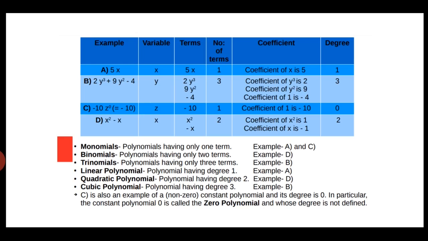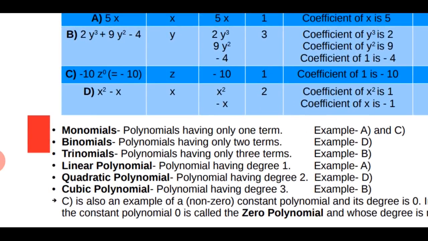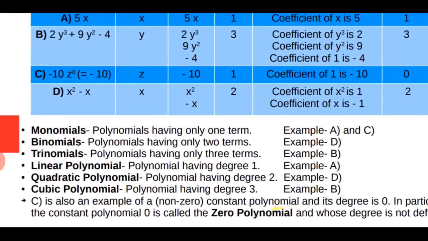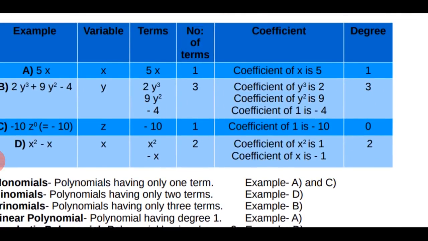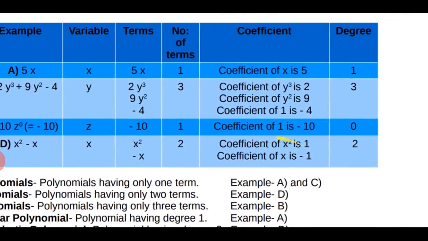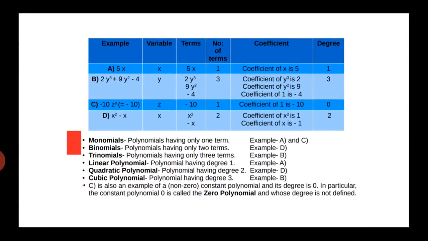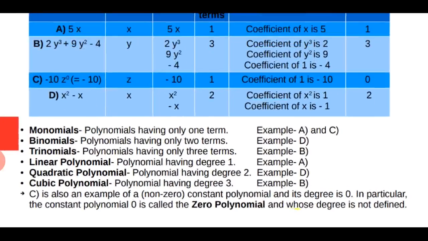Now see example number C. If you see this example C, it is an example of a non-zero or constant polynomial. We discussed only monomial, binomial, trinomial on the basis of term, and on the basis of degree we only discuss linear, quadratic and cubic polynomial. So the question arises, what happens if the degree of any polynomial is 0? We always call that polynomial a constant polynomial. If the degree of any polynomial is 0, we call it a constant polynomial.